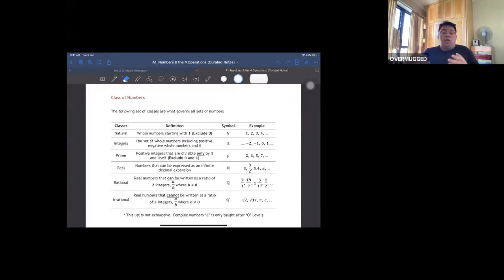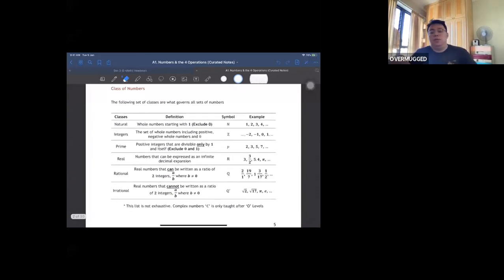For example, natural excludes 0. Integers include 0. And prime excludes 0 and 1. It's only numbers that are divisible by 1 and itself. So these are examples that you need to know, and there are questions out there where they will ask you specifically what they are. That's why they're here.